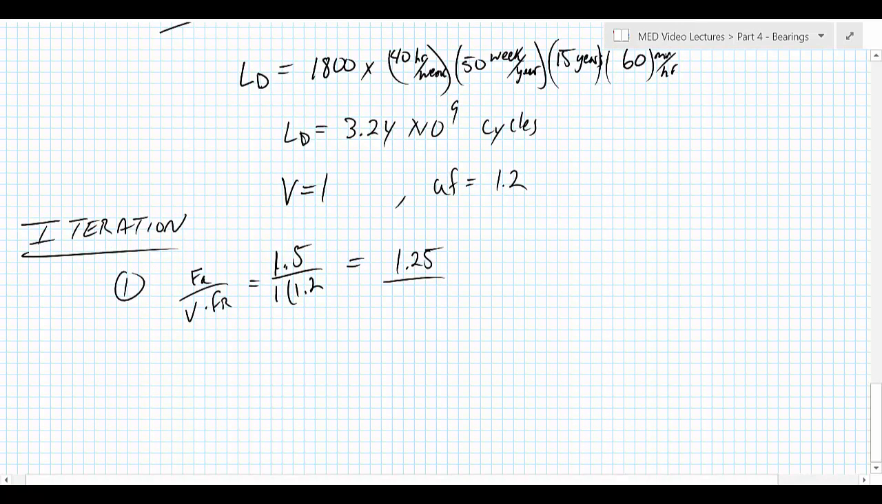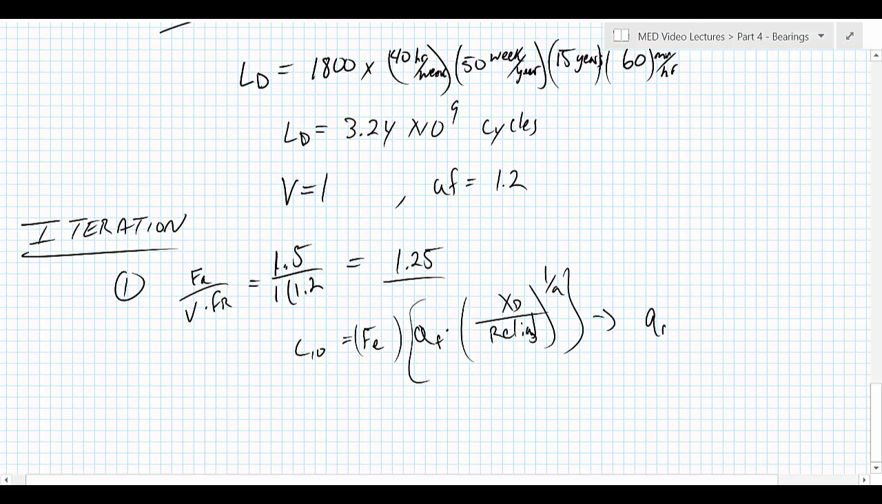The other constant is all the stuff on the inside. So for our situation, we had AF, our application factor. This will be all multiplied times our FE to be our C10. But we want to find all this constant stuff. So we had XD over the reliability stuff. But in this situation, we want 90% reliability. So what we can do instead is use the simpler form. And we're going to have our application factor times our desired life, our XD, over our rated life raised to the 1 over A. And in this situation, since we know we're going to use ball bearings, A is going to be 3.